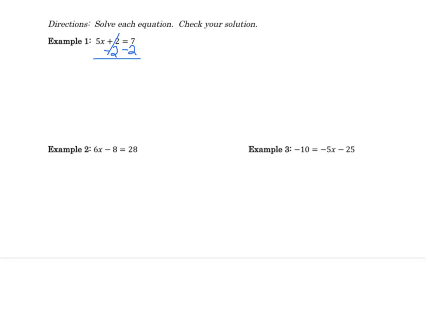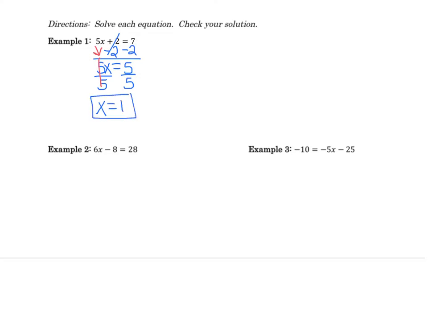So the 2's cancel. We want to bring down your 5x. Bring down your equal sign, and then 7 minus 2 is 5. So now we have 5x equals 5. This is a one-step equation. So now we're going to undo multiplication or division. That's what step 2 says. This is multiplication, so we're going to undo it by dividing both sides. The 5's are going to cancel. Bring down your x, bring down your equal sign, and 5 divided by 5 equals 1.